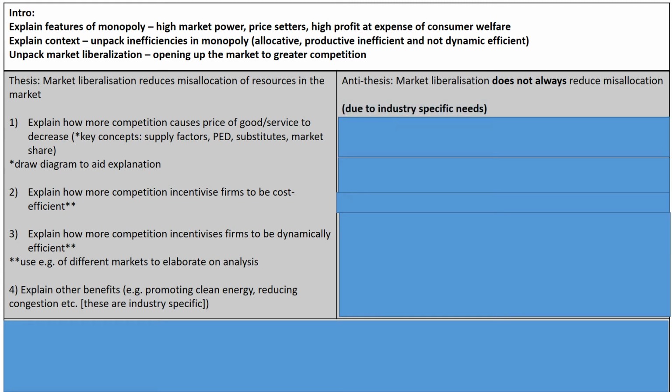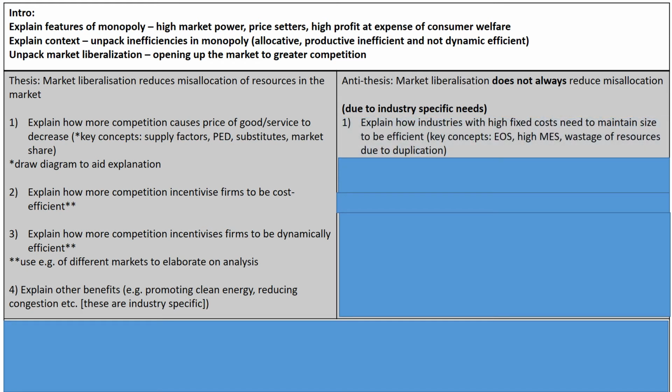I think the first one is due to industry specific needs. For example, certain industries have very high fixed costs, and they need to maintain that size and market share for it to be efficient. So, for example, the water supply market in Singapore. The fixed costs are very high because they need to lay the infrastructure, the piping, and need to ensure that the water is clean and sent out to the different homes. So with those high fixed costs, the economies of scale are really high, such that firms in such industries need a large market share to even survive. So having more competition may actually detract from the objective of improving consumer welfare.